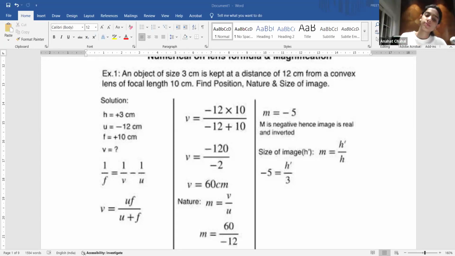Excuse me, ma'am. Yes, Rahat. Can you explain the calculation in the second step after writing the formula? In the second step, you don't need to do it that way. You can simply put down your values. You can take out the LCM and simply match your answer. You don't need to follow that.